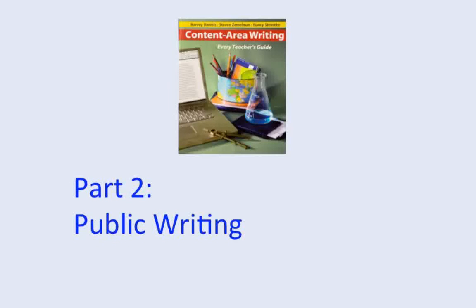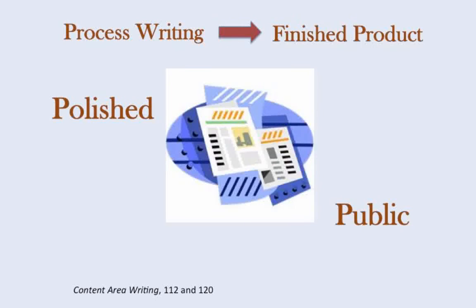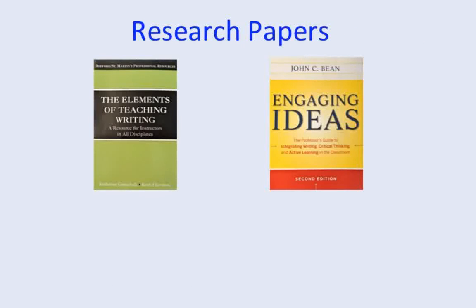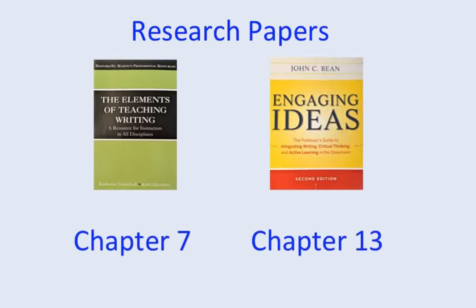Remember, they call it public writing because that's what the final product of process writing is meant to be, a polished product ready to be read by the public. For those of you whose process writing paper is a research paper, look at Chapter 7 in Elements and Chapter 13 in Bean. Okay, so that's it for the principles of process writing. Next up, a video on designing your process writing assignment.